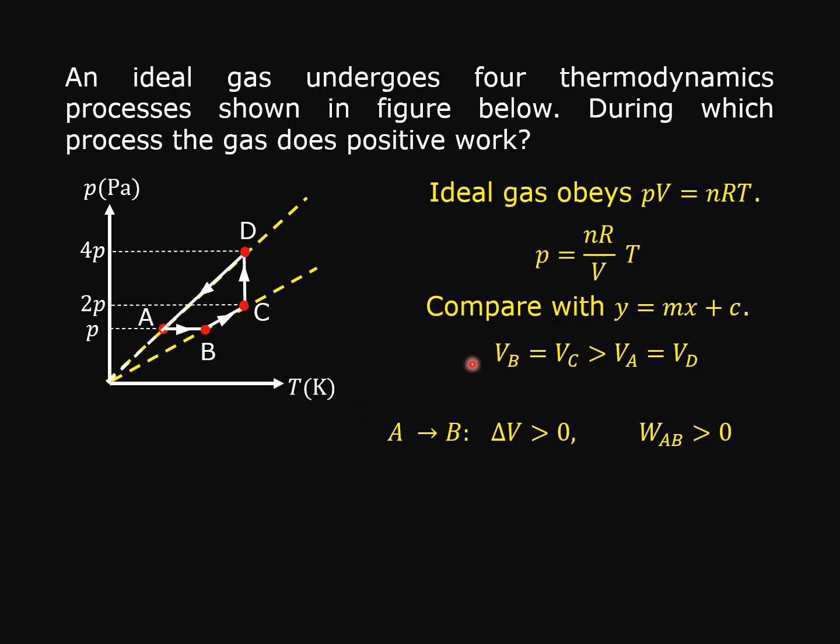With the information about the volumes of the four states A, B, C, D, now we can easily analyze the work done by the gas when it changes from one state to another. We start from A to B. Since the volume of A is smaller than the volume of B, delta V is larger than 0. That means this is an expansion, so the work done by the gas when the state changes from A to B would be a positive value.